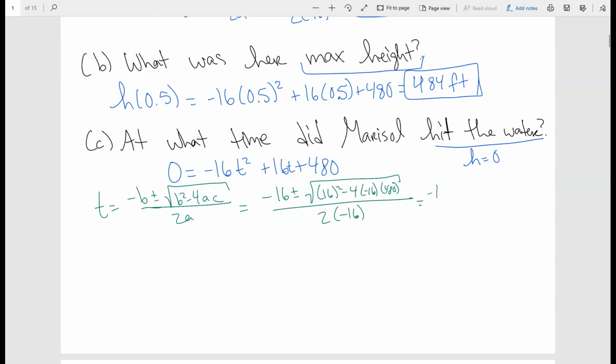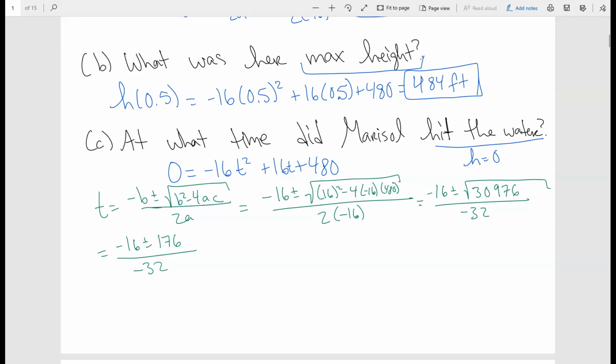All right, so you're going to have this negative 16 plus or minus. Now what's on the inside? Here's where you want to really go into your calculator. So 16 squared minus 4 times negative 16 times 480. On the inside, I ended up getting 30,976, divided by 2 times negative 16. That's going to give me negative 32 on the bottom. Okay. So now let's figure out what the square root is. The square root of 30,976, you're going to get 176, divided by negative 32.